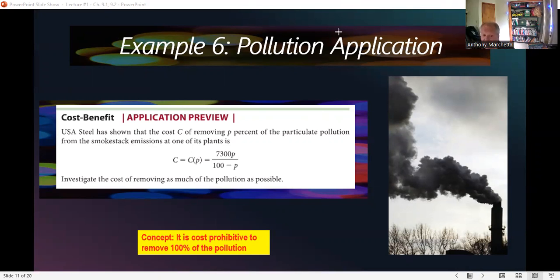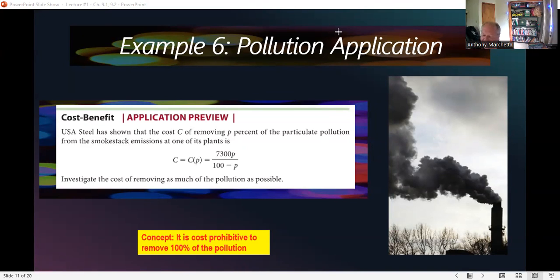If you graphed it and took a look at it, or if you did tabular analysis and took a look at it, you'd see that the figure just continues to escalate and escalate toward infinity. We see things like that also when we do the next question. You'll see something like that. Ultimately, the answer is it would be cost prohibitive to remove 100%, meaning it would be all the money in the world and more, infinite money.